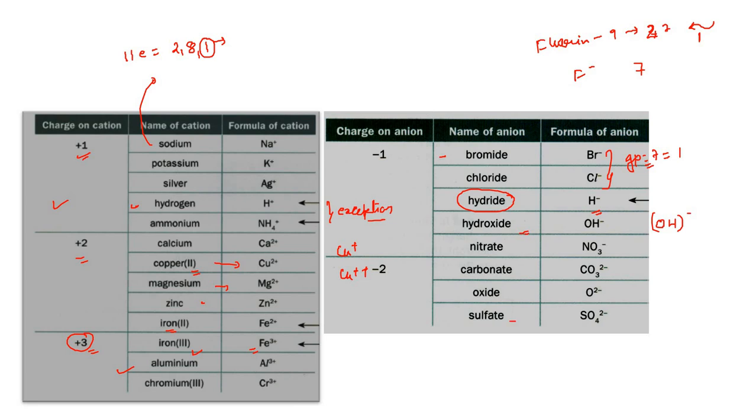So these are the minimal and basic things you should know whenever you're writing your ionic formula or ionic compound. Now one other thing which is missing here is phosphate. Whenever there is nitrate or phosphate, there will always be oxygen. So phosphate is PO4 3 minus. You can add it here.